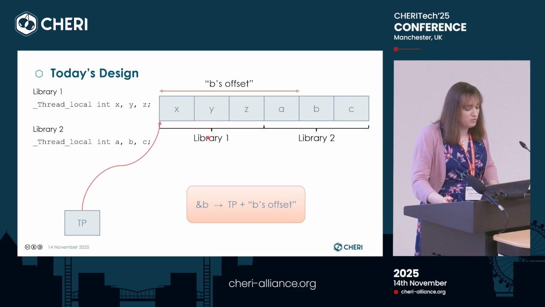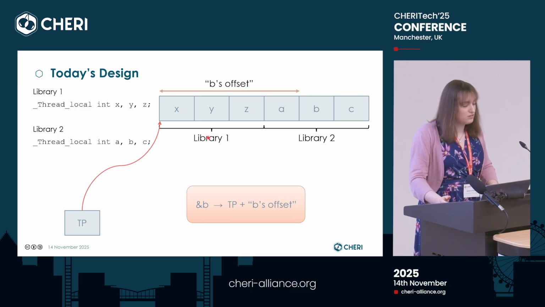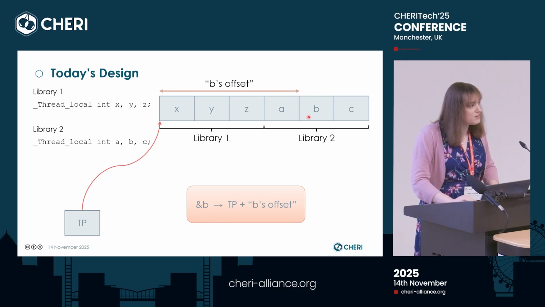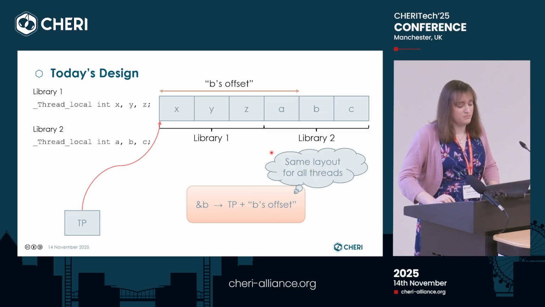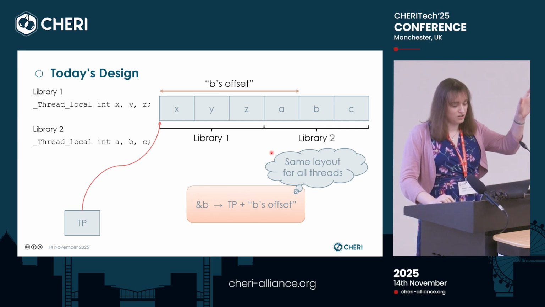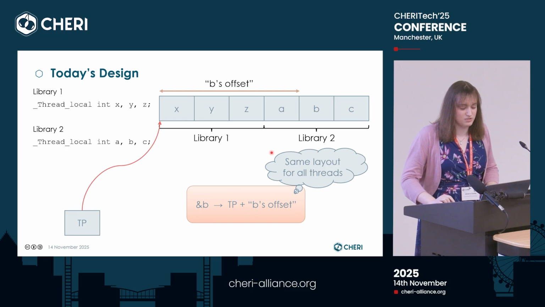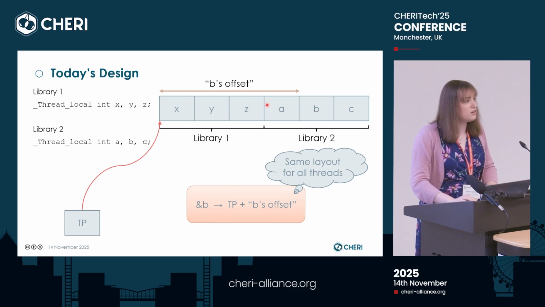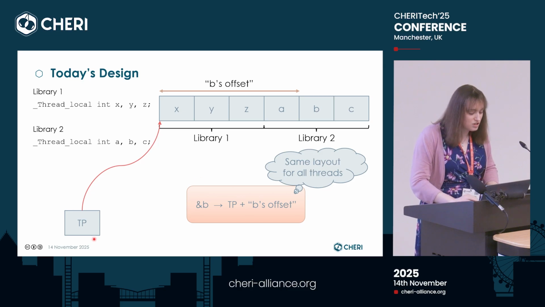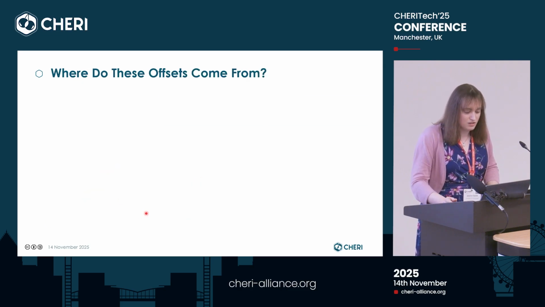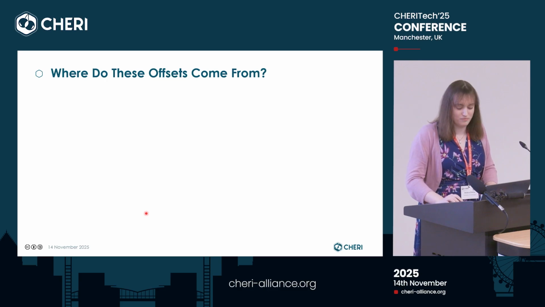We take what the pointer is in our thread pointer, and we add on whatever the offset is to this variable b in this block of memory. An important observation here is that every single thread will have the same layout for its block of memory, right? All these allocations are just the same template multiple times. So this offset here is a constant throughout the lifetime of the program, no matter what thread you're in. You just need this thread pointer to decide which bit of memory you're accessing. So then the question comes, where do these offsets come from, right?